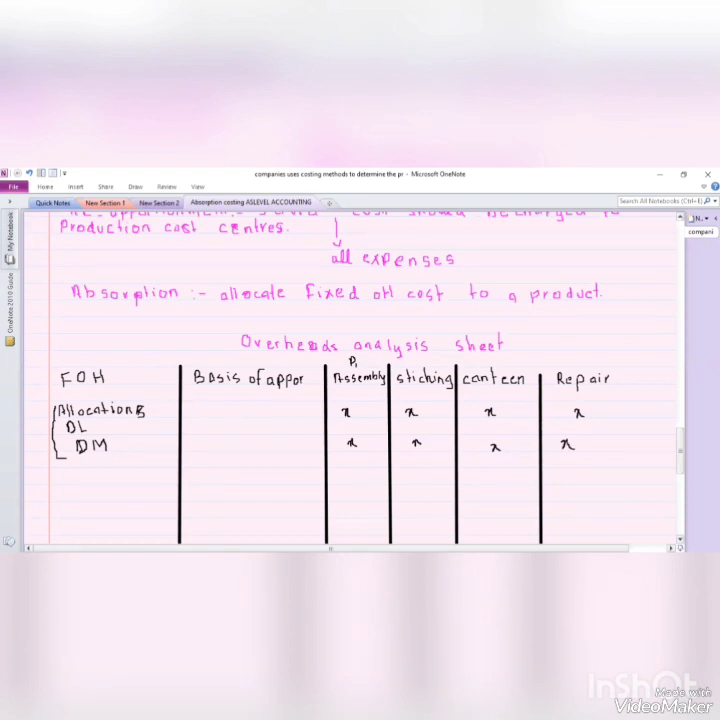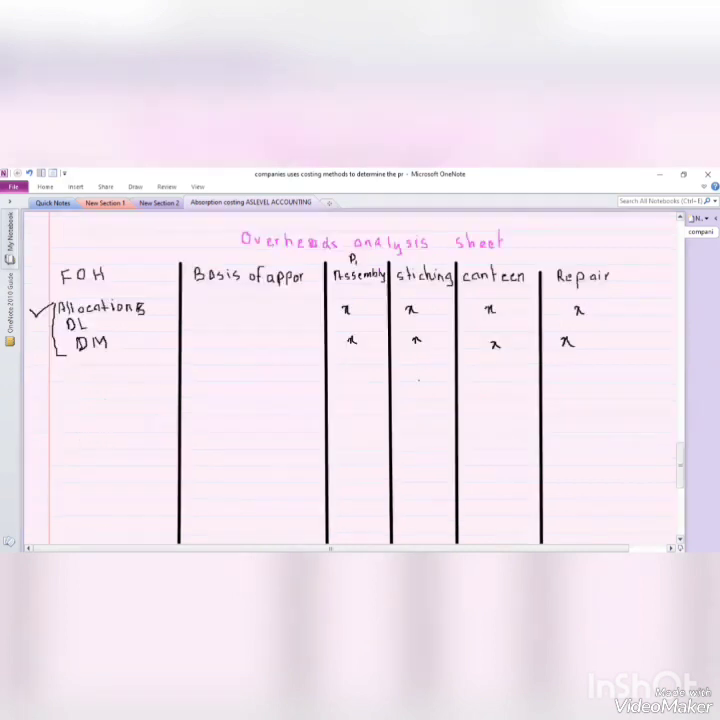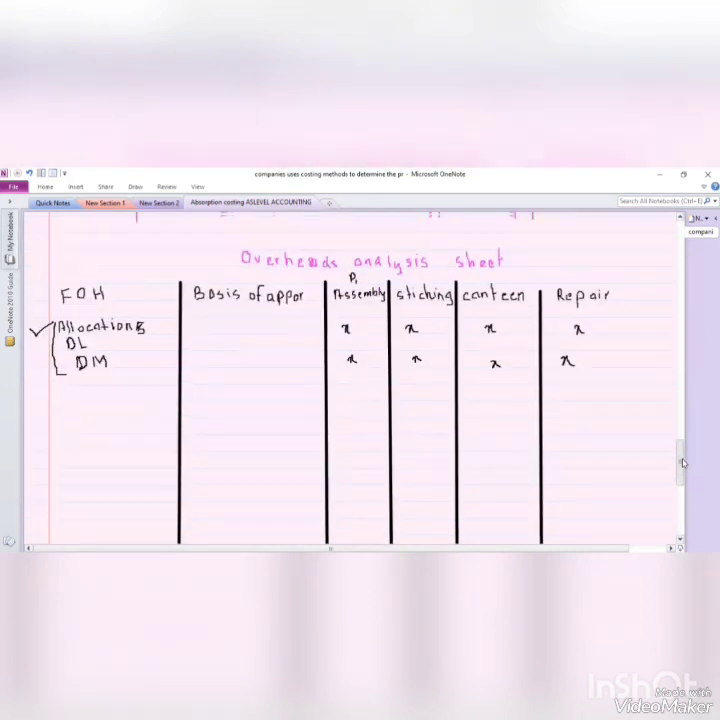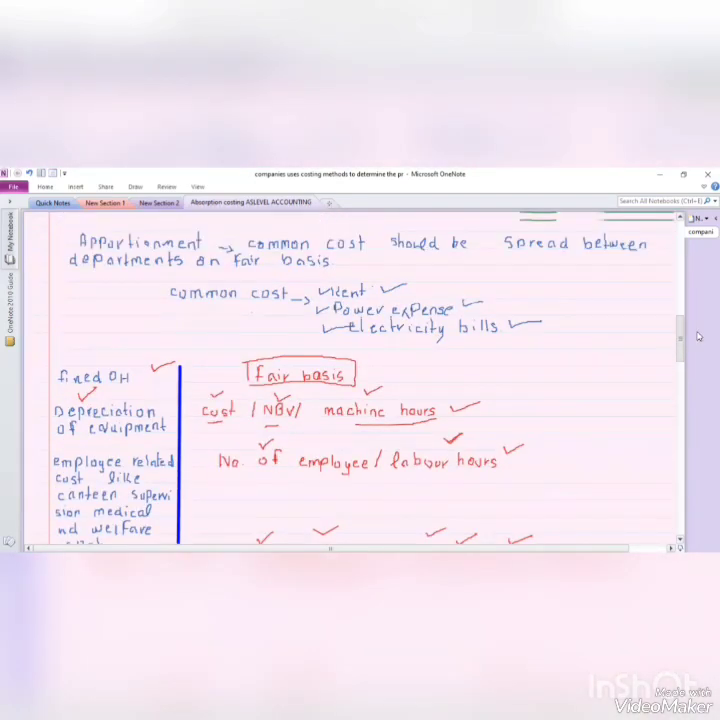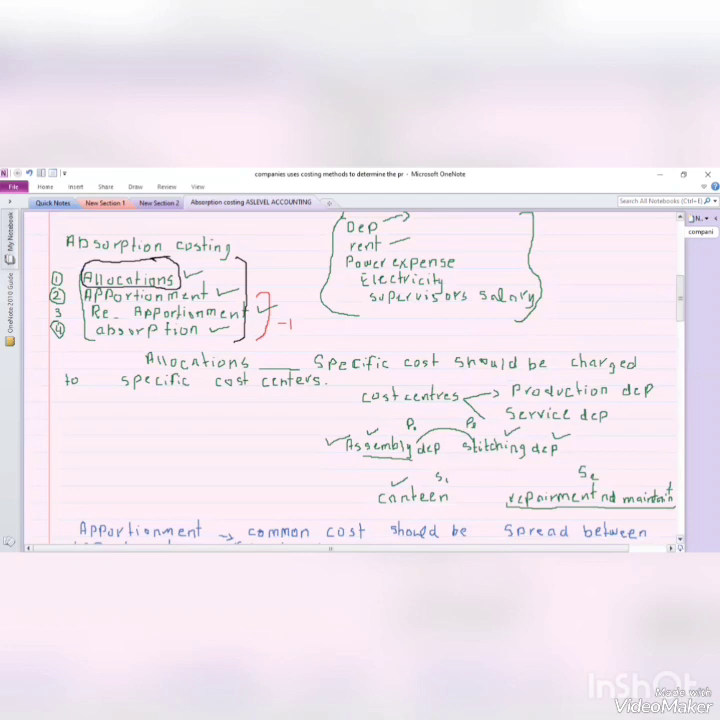Okay, so our allocation part is done in our first step. If you want to see the 4 steps of absorption costing, I can take you there. You can see the first step of absorption costing is allocation, which we just did. And the second step of absorption costing is apportionment.